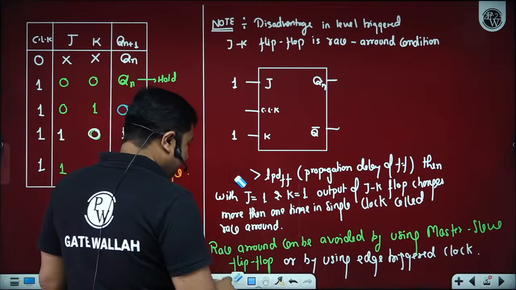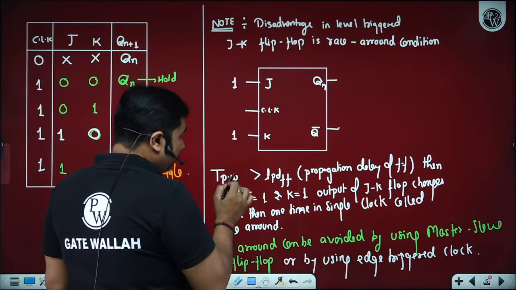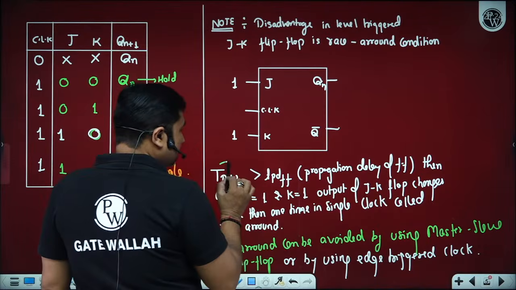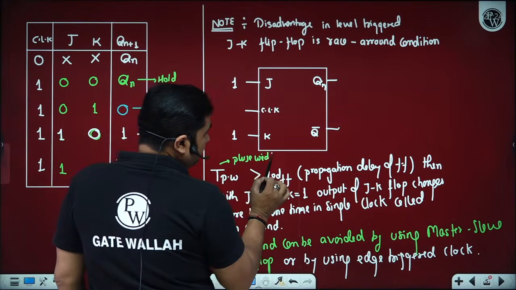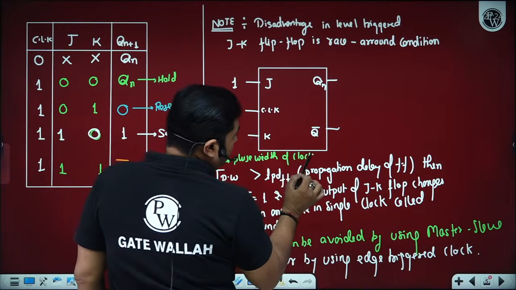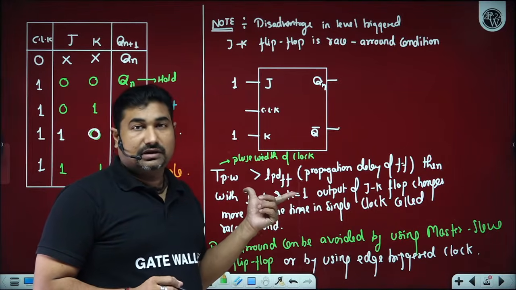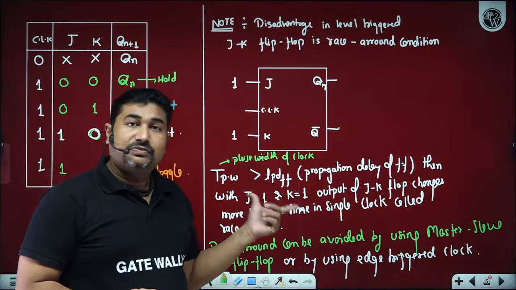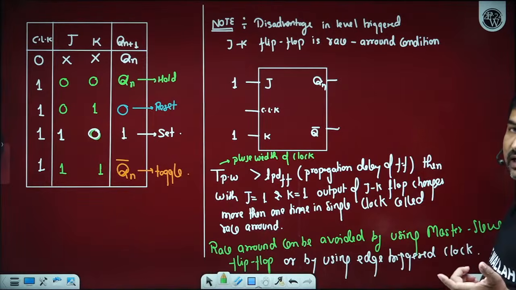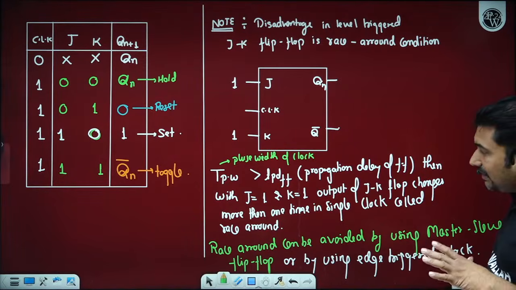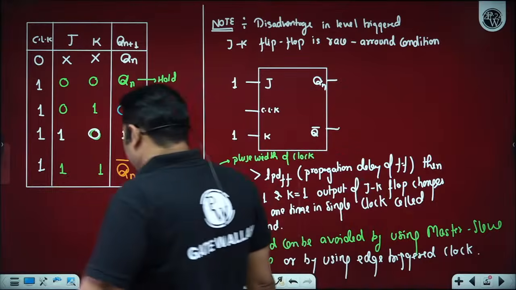It will be better to write TPW. What is TPW here? TPW is the pulse width of clock. If the pulse width of the clock is greater than TPD of the flip flop, the propagation delay of the flip flop, then in a single clock pulse with J=1 and K=1, JK flip flop output changes more than once. That can be represented as a race around condition. It can be avoided by using master slave flip flop, or it can be avoided by using edge triggering.